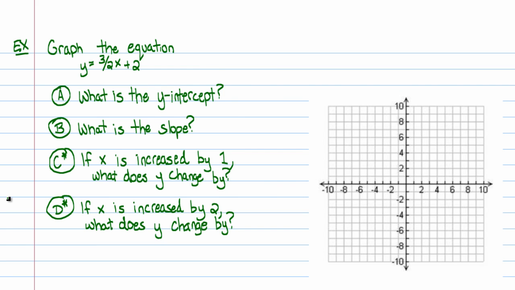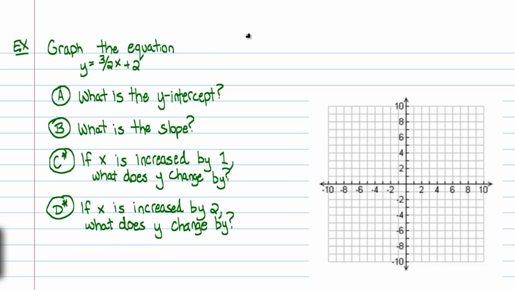So the first example that we're going to attempt here is going ahead and graphing the equation y equals 3/2 x plus 2. We have a bunch of sub questions here. What is the y-intercept? What is the slope? And then these ones that have asterisks on them, they're basically just really sub questions, kind of exploratory questions. If x is increased by 1, what does y change by? And if x is increased by 2, what does y change by?